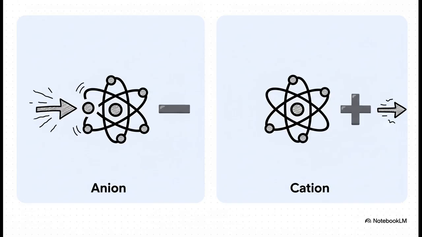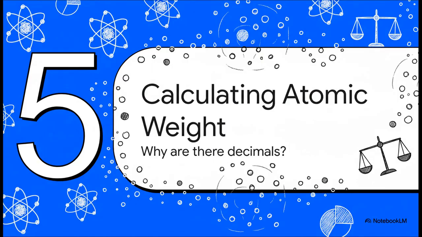And there are 2 ways this can go. If an atom gains an electron, it suddenly has more negative charge than positive, and we call that a negative ion, or an anion. But if it loses an electron, now the positive protons are in the majority, and it becomes a positive ion, or a cation. Simple as that.